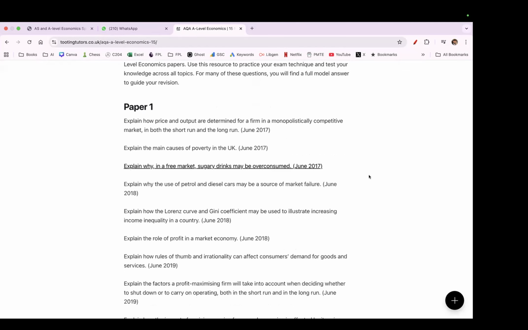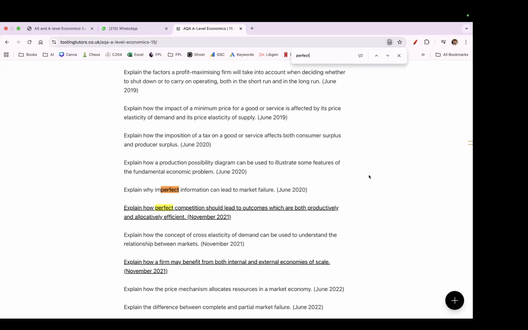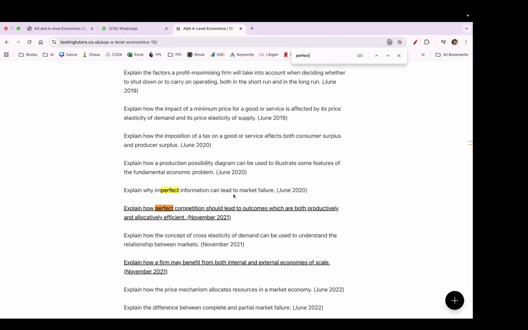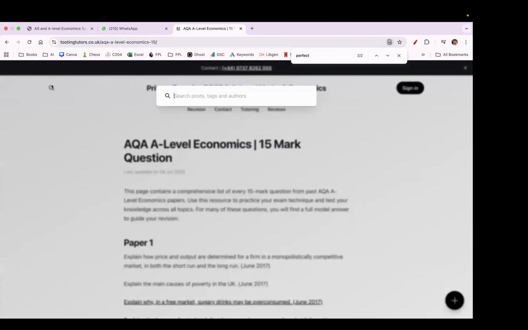Firstly, 15 mark questions. So you have: explain how perfect competition should lead to outcomes which are productively and allocatively efficient. That just means do two paragraphs. First, explain the short run, and then explain the long run, and that should be plenty of points for you to get your 15 marks. That's pretty much it.